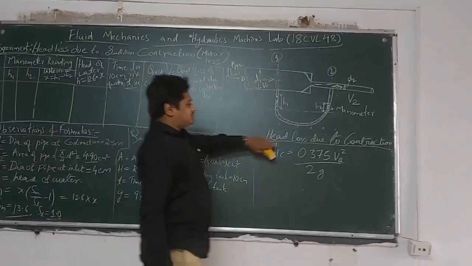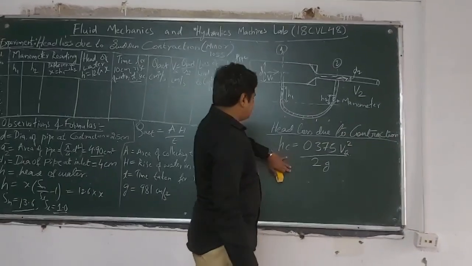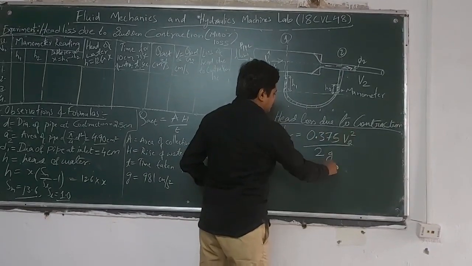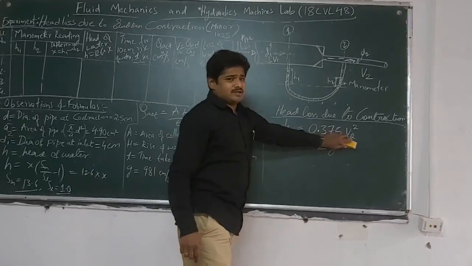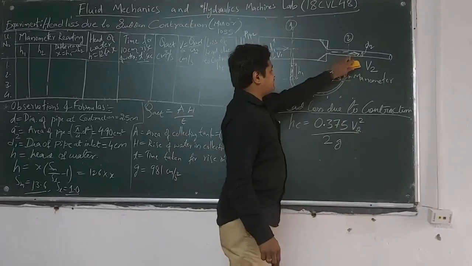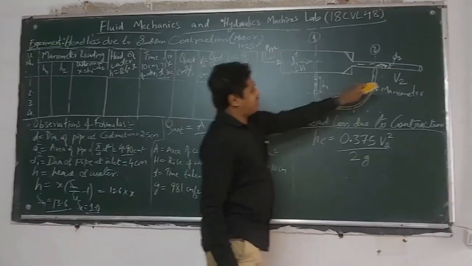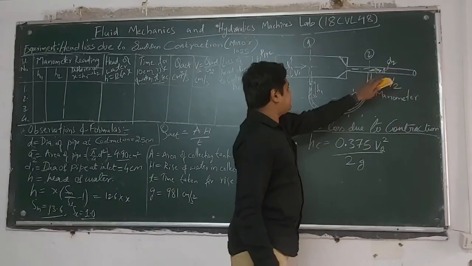So for head loss due to contraction, we have a standard formula. That is H is equal to 0.375 V2 square by 2g. What is this V2 square? This is nothing but the velocity in the contraction. We have V1 and V2. V1 is the velocity of water in the normal pipe and V2 is the velocity of water in the contracted pipe.